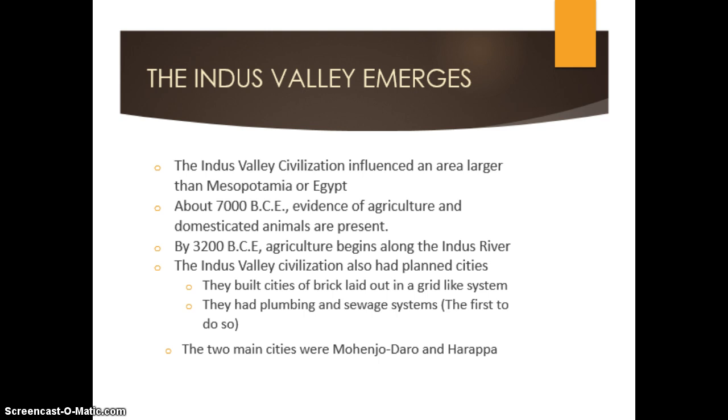The Indus Valley civilization also had planned cities, something that no other civilization did. They built cities of brick, laid out in a grid-like system. They also had plumbing and sewage systems. There's actually an archaeologist at this point in time trying to recreate these brick homes that they had. The two main cities, again, of the Indus Valley were Mohenjo-Daro and Harappa.